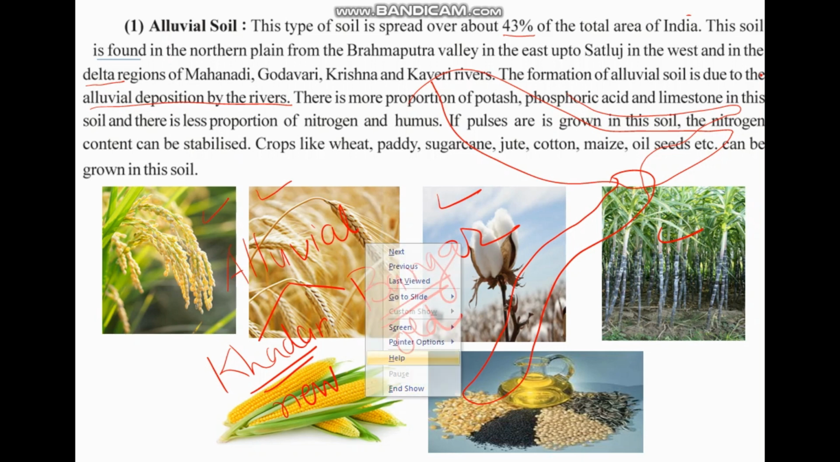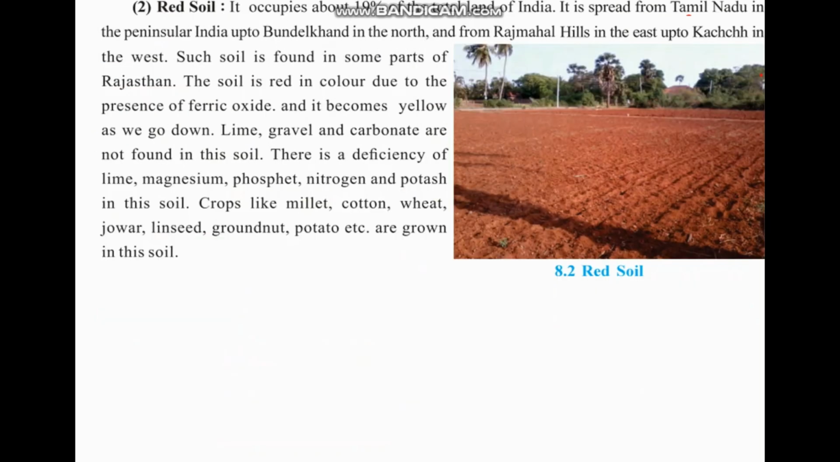Maize, wheat, cotton, sugarcane, oilseeds are grown in this red soil. It occurs in about 19% of the total land of India. It is spread from Tamil Nadu in peninsular India up to Bundelkhand in the north, and from the Rajmahal hills in the east up to Karachi in the west.